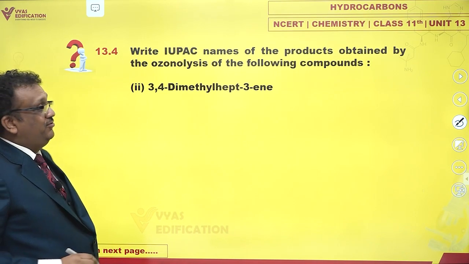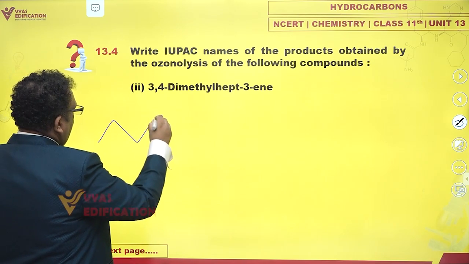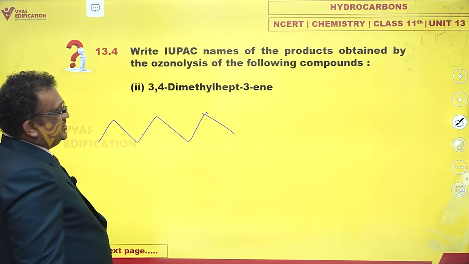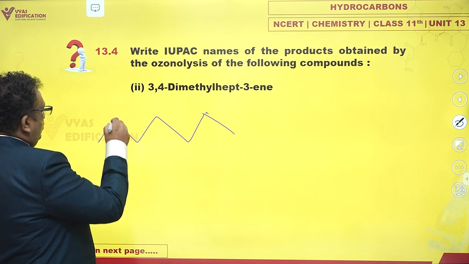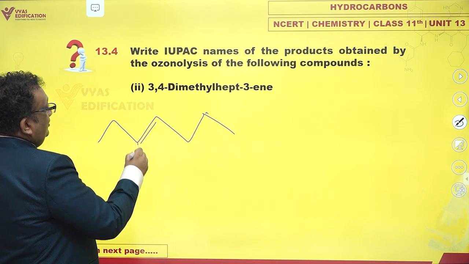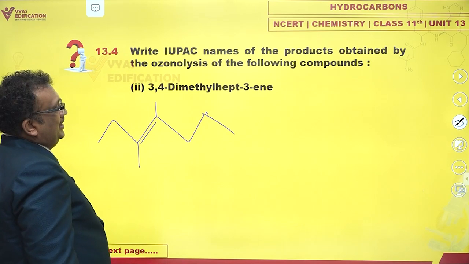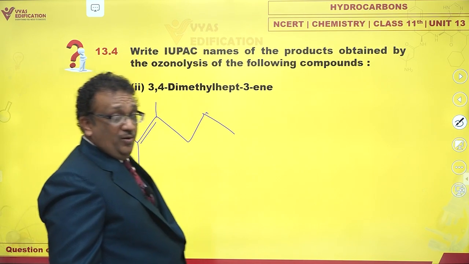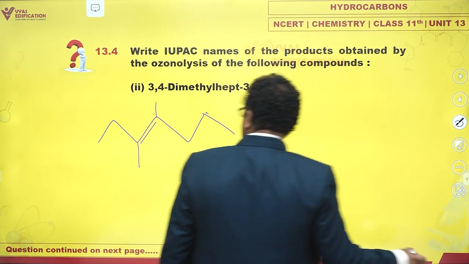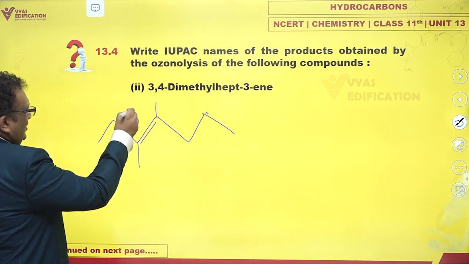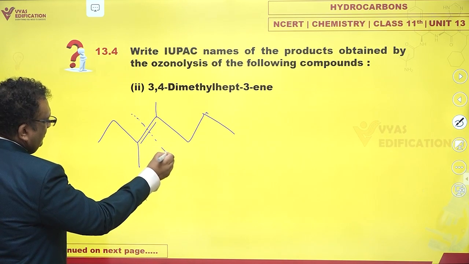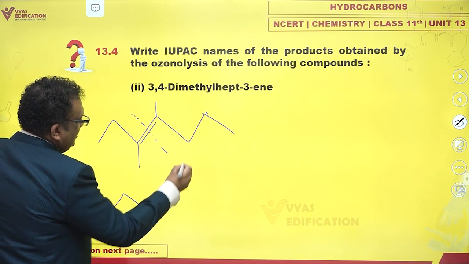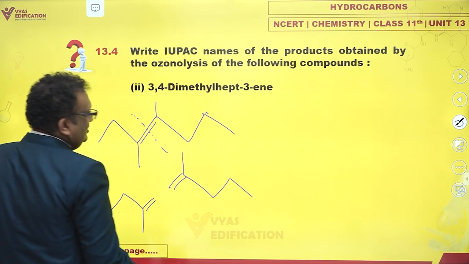The second compound in ozonolysis is 3,4-dimethyl hept-3-ene. 1, 2, 3, 4, 5, 6, 7. This is heptane. 3,4-dimethyl hept-3-ene, this is the compound. Can we carry out its ozonolysis? That is very, very simple. You have learnt it. Just break this up, and just stretch it out a little like this.